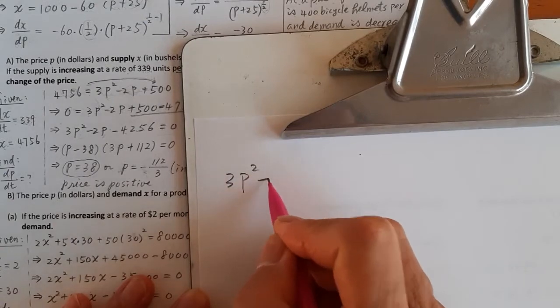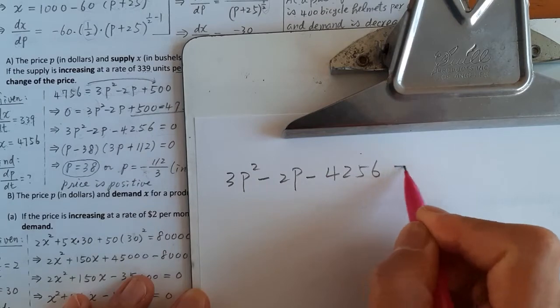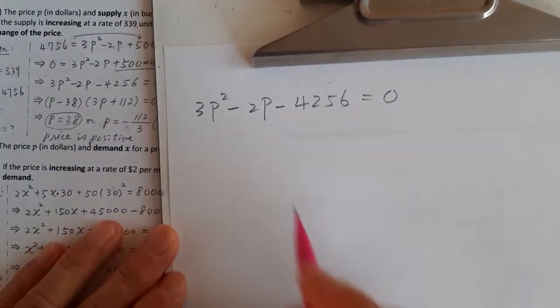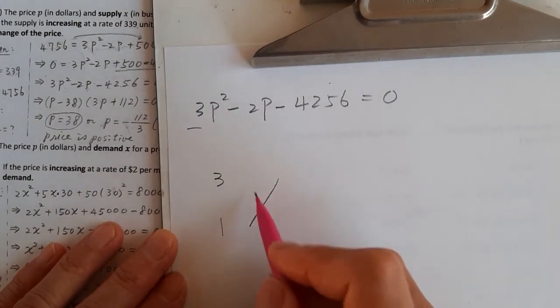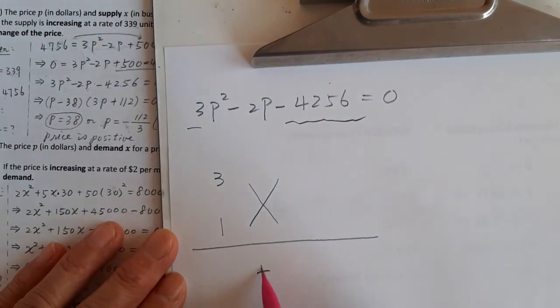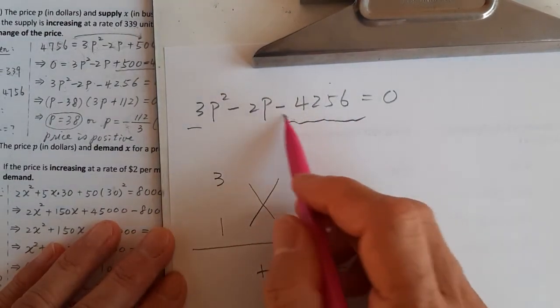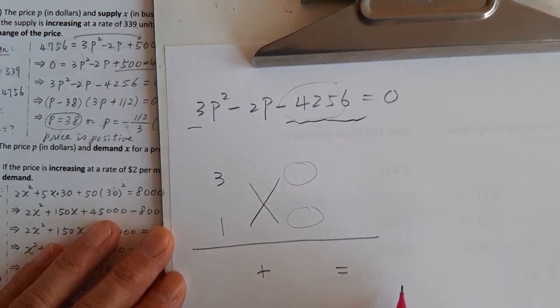3p squared minus 2p minus 4256 equals 0. 3 you can factor as 3 times 1 times the constant term. You need to factor this. Put over here one positive, one negative.